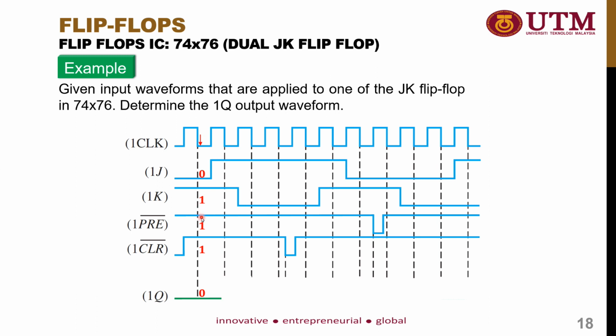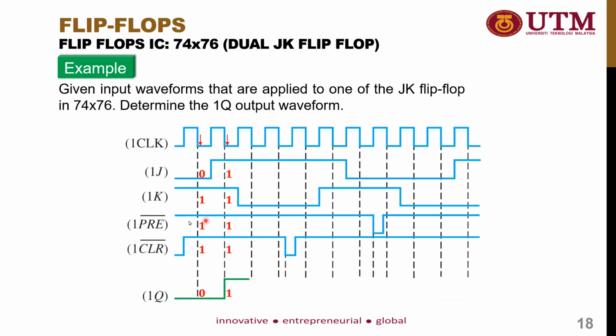And then we observe again the value of PRE bar and CLR bar. In the next falling edge, the PRE bar and CLR bar are still set to 1. So it means that it will still enter the JK flip-flop mode, so it will operate as usual. J and K are both set to 1, so it means that the output will toggle. We observe the previous output, which is 0, so we toggle it into 1.